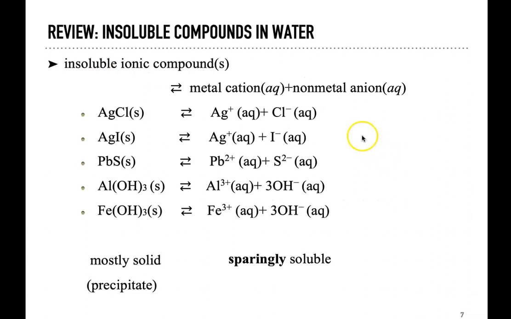So an insoluble ionic compound is, for example, silver chloride. This one is insoluble. Silver iodide, silver bromide, silver chloride, they are all insoluble ionic compounds, but they have a minute amount of silver ion and chloride ion dissolved into water. Also, silver ion and iodide ion are dissolved into water.